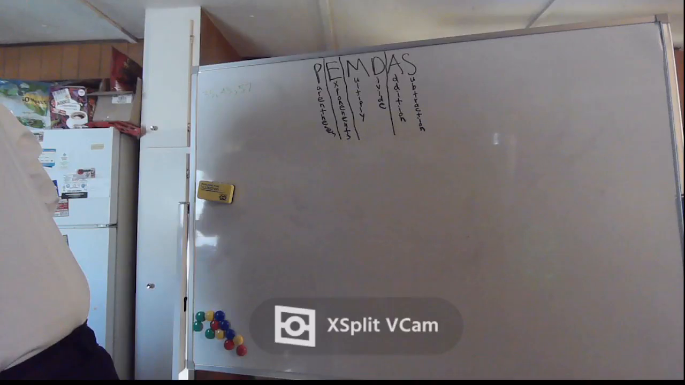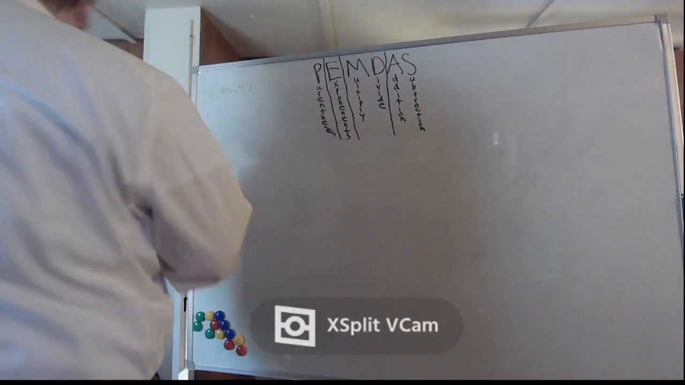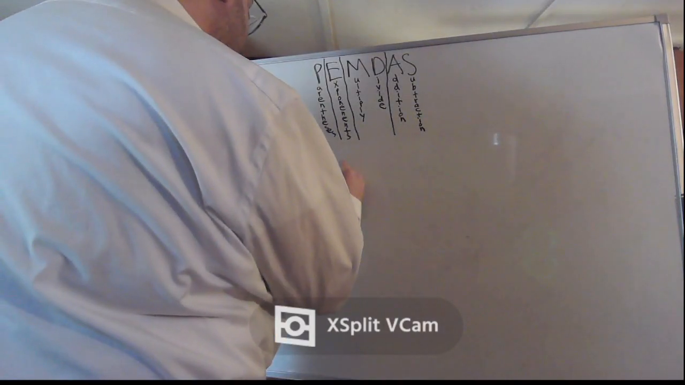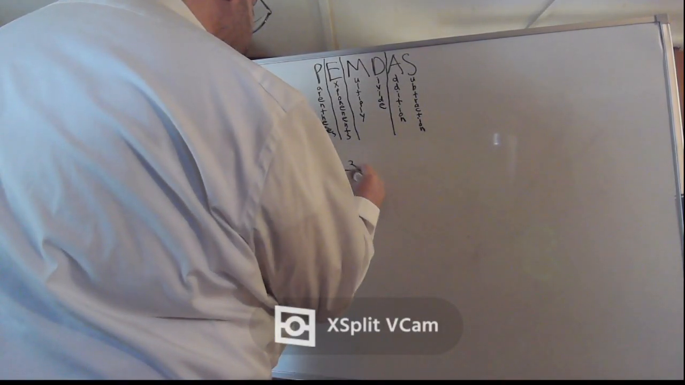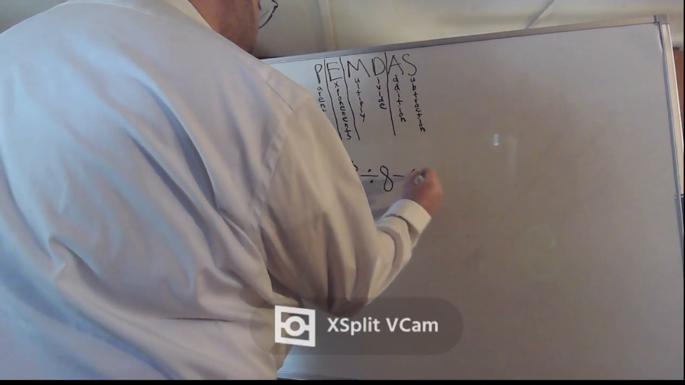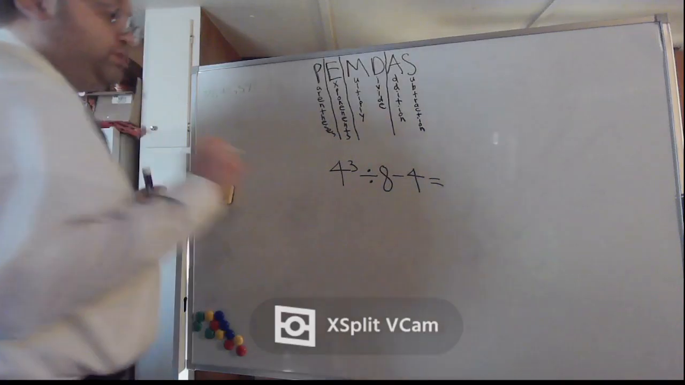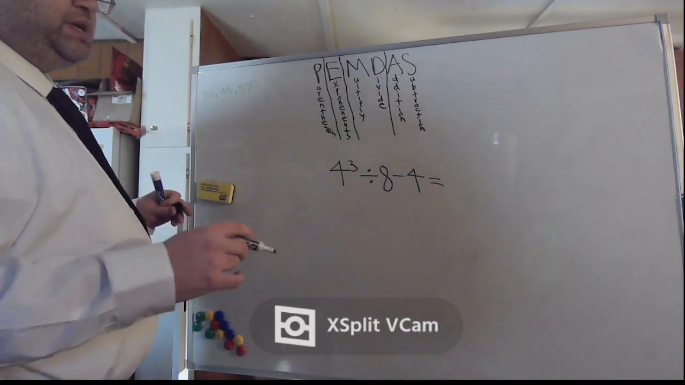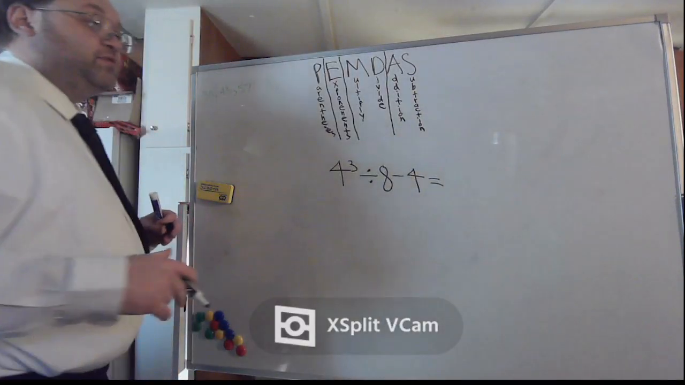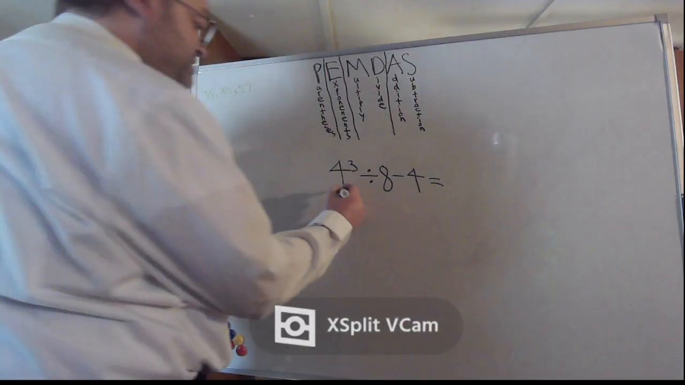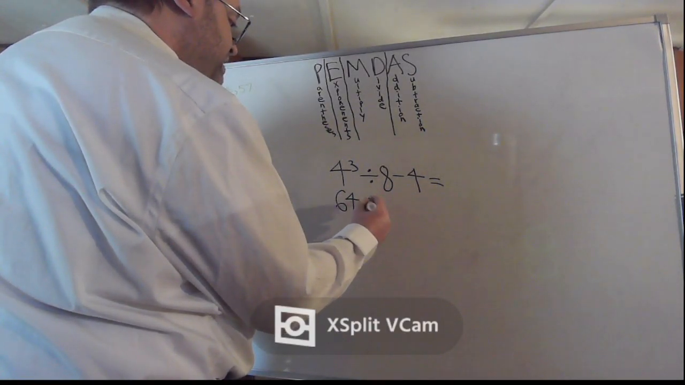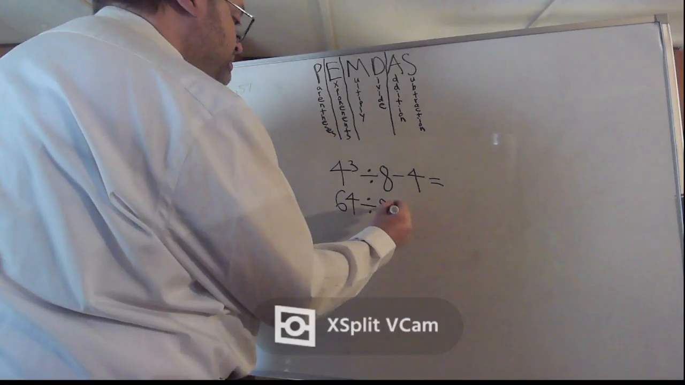All right, another good one here. So we have 4 to the third divided by 8 minus 4. Well, we don't have any parentheses, but we do have an exponent. 4 to the third is going to be what? Well, 4 times 4 is 16, times another 4 turns out to be 64. We will have 64 divided by 8 minus 4.